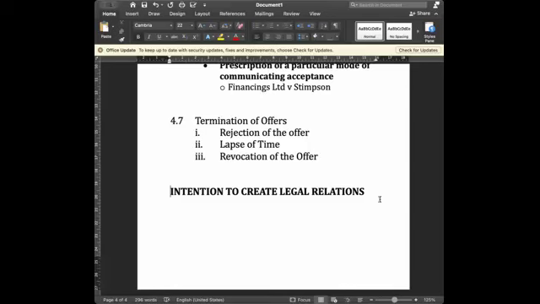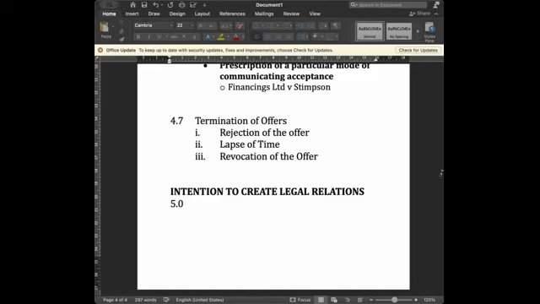In this lecture, we shall continue with our discussion on the overview of contract law in Ghana. And then we shall begin with intention to create legal relations. This topic, the entire topic, can be summarized into just about 3 or 4 sentences.